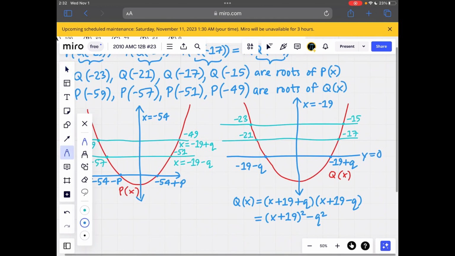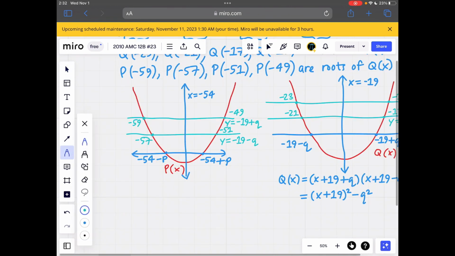And those were the 2 roots in question when we draw those 2 lines on Q of x. When we drew them here, we didn't know what they were, but now we do. These horizontal lines have equations y equals, this should be y equals, not x. These have equations y equals minus 54 minus p and y equals minus 54 plus p.